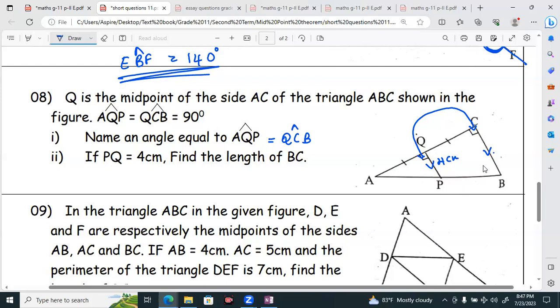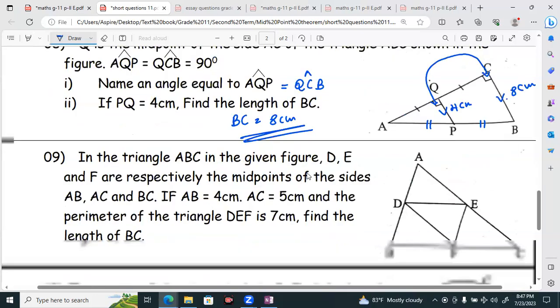It is with the converse of the midpoint theorem. Then here these two are also equal. Then by the midpoint theorem, PQ is equal to 4 centimeters. Then BC equals 8 centimeters. Okay. Ninth question.